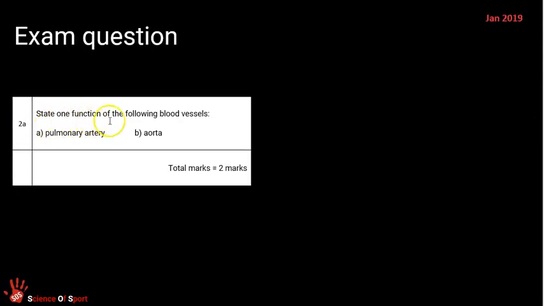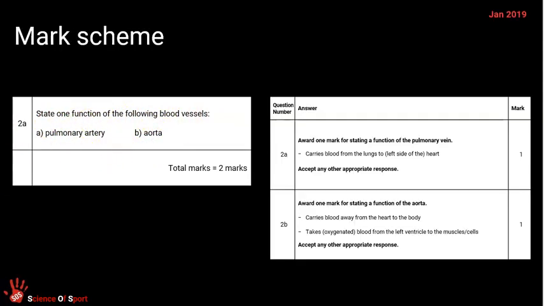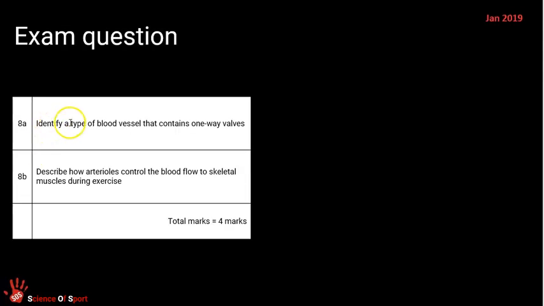Or here we go, state 1 function of the following blood vessels. So what's the job of these 2 specific vessels? So you'd be expected to know that the pulmonary artery carries blood away from the heart to the lungs and it's deoxygenated, and that the aorta carries blood out of the heart to the body and it's oxygenated from the left ventricle. Identify a type of vessel that contains one-way valves. And there's a second part to this question, describe how arterioles control the flow of blood.